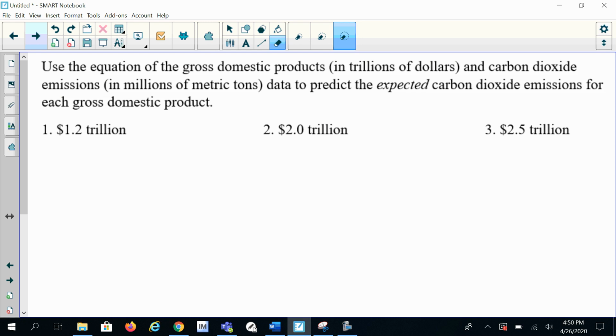It says, use the equation of the gross domestic products in trillions of dollars and carbon dioxide emissions data to predict the expected carbon dioxide emissions for each gross domestic product. So what we have here is we have 3 different GDPs. And what we could then do is, if the country's GDP is 1.2 trillion, we can then plug that into our equation to see what the predicted CO2 emissions is. So I'm just going to do 1.2 trillion, and you'll see how to do this.